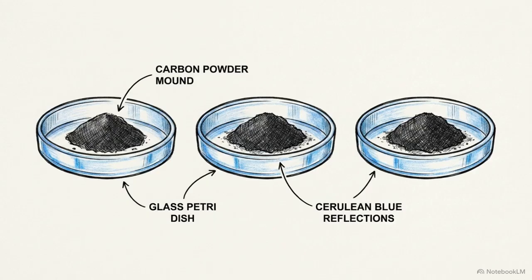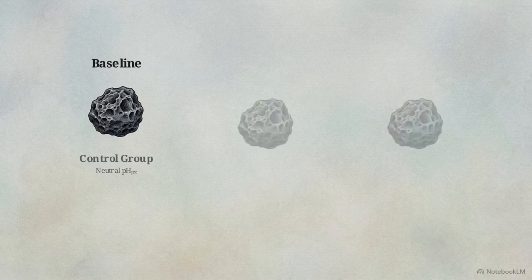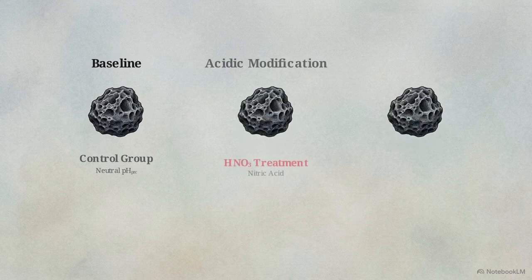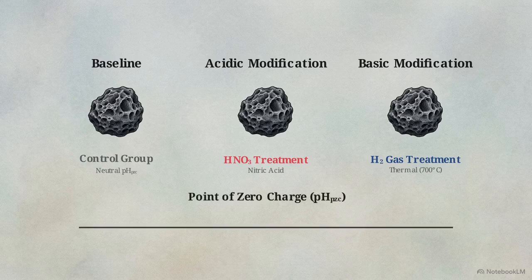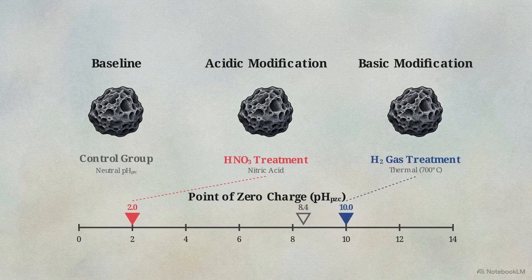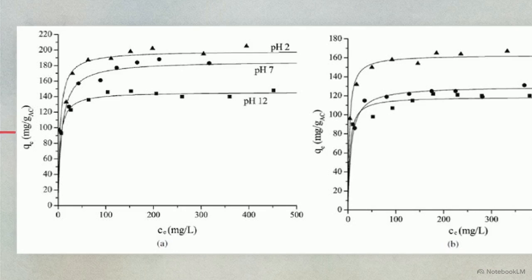A benchmark study by Orfau and colleagues isolated this variable by preparing 3 distinct carbon variants. They tested a baseline commercial carbon against 2 chemically modified extremes, one treated with nitric acid and another treated with thermal hydrogen gas. These treatments forced a divergence in surface polarity. The acid treatment yielded an acidic carbon matrix with a point of zero charge of 2.0. The hydrogen treatment produced a basic matrix, pushing its point of zero charge to 10.0. This data maps the experimental results.